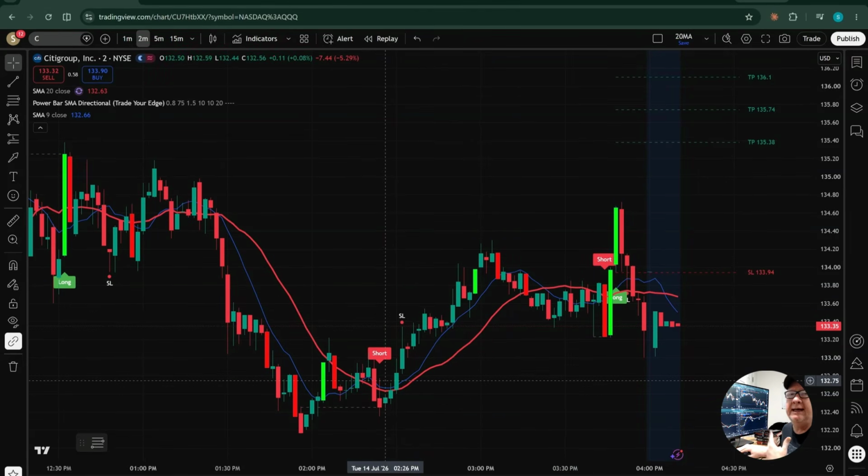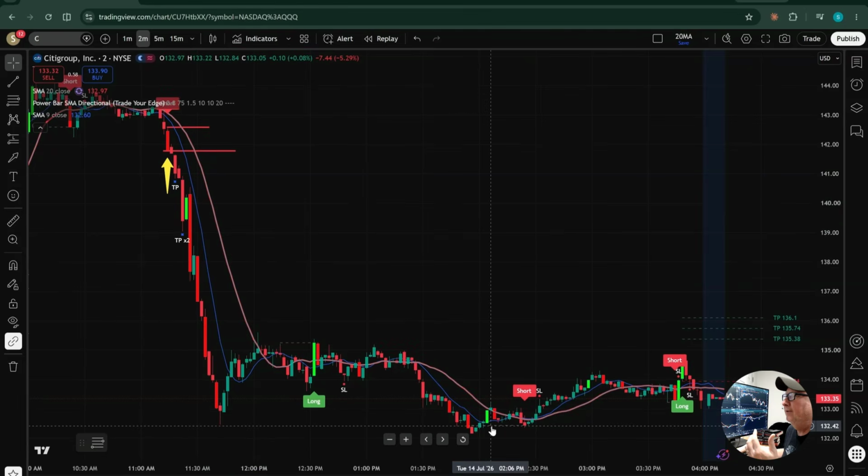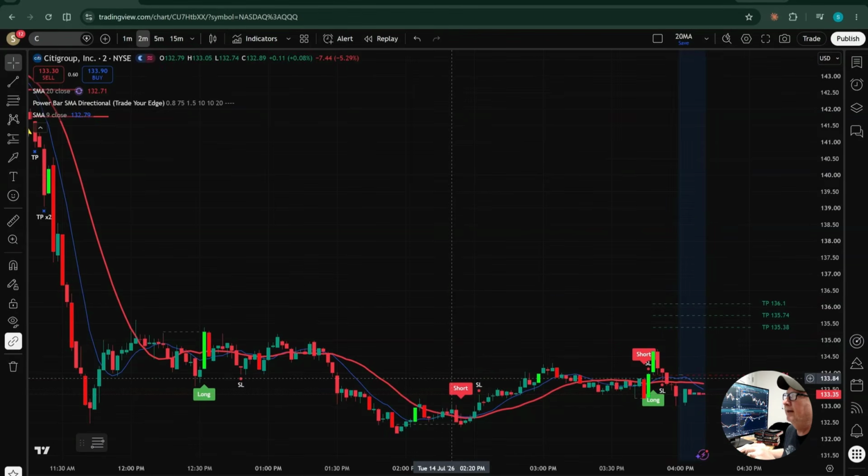It's another question I get about the power bar, right? Do I take all of them? This is not a short I would take because it's occurring into this pivot low as we've already moved down like this. And this low, when this power bar occurs, is a higher low. So this is not a power bar that I would take. All right, I don't take all power bars blindly. And this is a really good example of one that I wouldn't take.